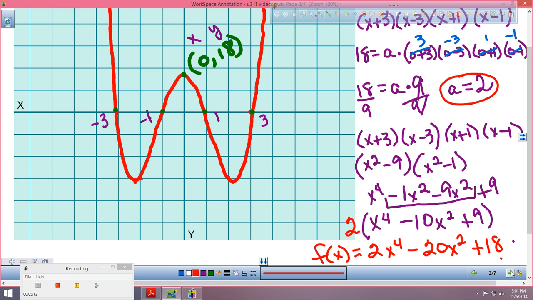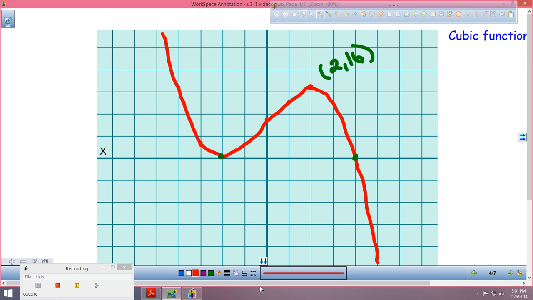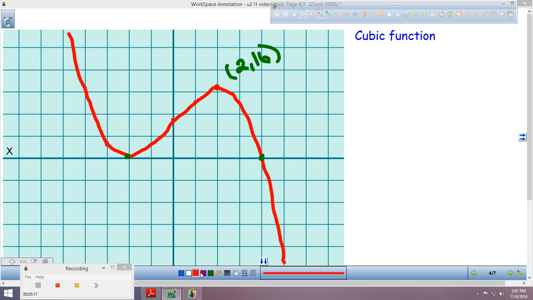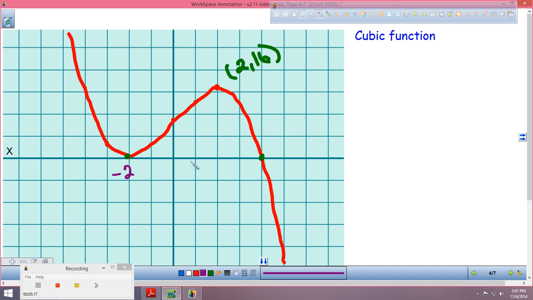Let's try one more. This time we're going to do a cubic one. Remember that cubic is third degree. The very first step is to recognize these x-intercepts. So I have one here at negative 2. And I have one here at 1, 2, 3, 4, positive 4.